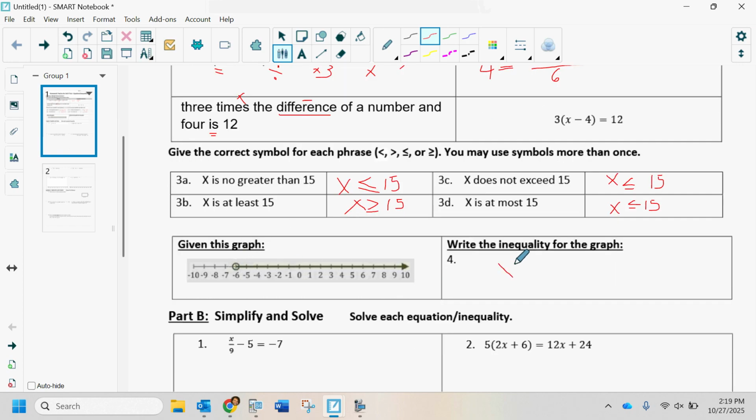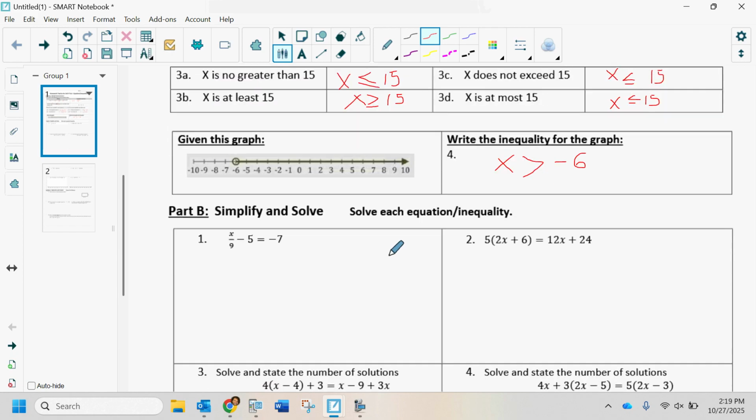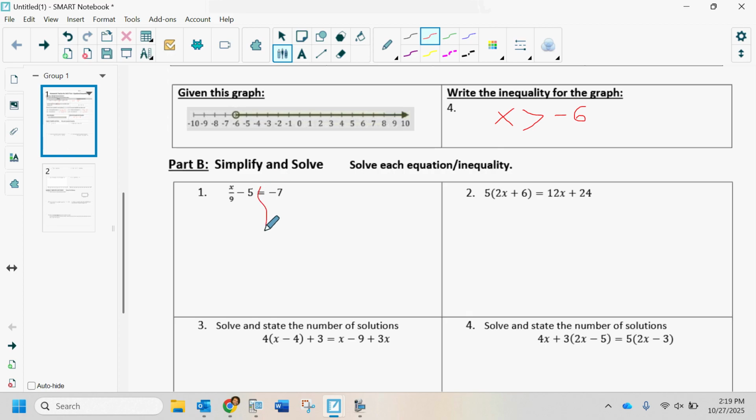Now for this one, we want to write our variable, and the number that the circle is at, and then our arrow's going to the right, so we're going to draw a greater than symbol, and then there's an open circle, so it's not equal to. So just x is greater than -6. So all the numbers bigger than -6, that's where we're at. All right, moving on to part B.